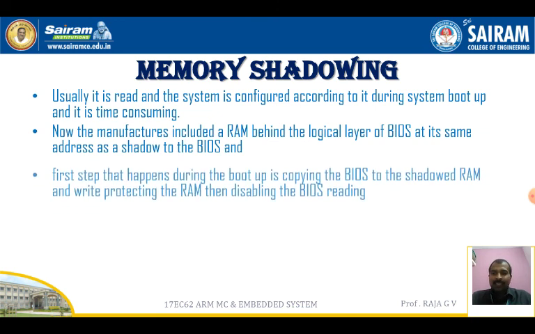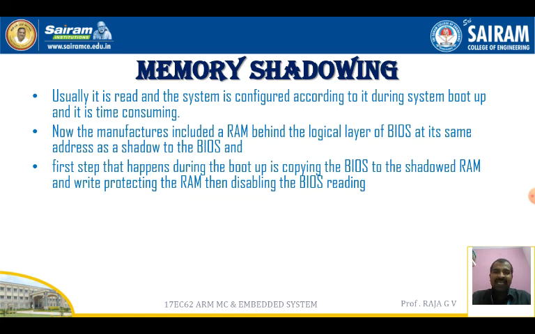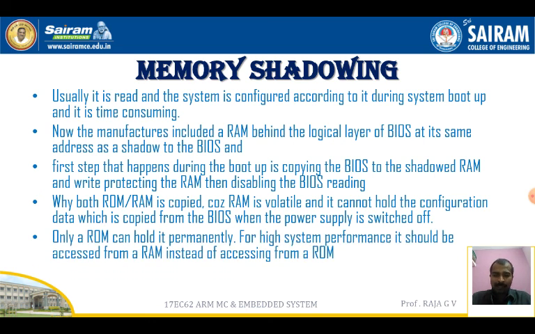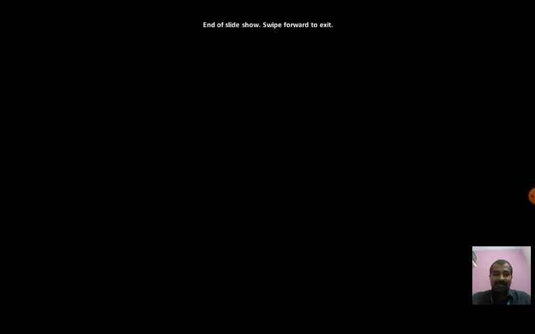To avoid that, manufacturers are now including RAM behind the logical layer of the BIOS at the same address as a shadow. Shadow is nothing but a copy. The first step that happens during boot up is copying the BIOS to the shadowed RAM and protecting the RAM, then disabling the BIOS reading. Why are both RAM and ROM used? Because RAM is volatile and cannot hold the configuration data copied from the BIOS when the power supply is switched off. Only ROM can hold it permanently. For high performance, it should be accessed from the RAM instead of from the ROM.